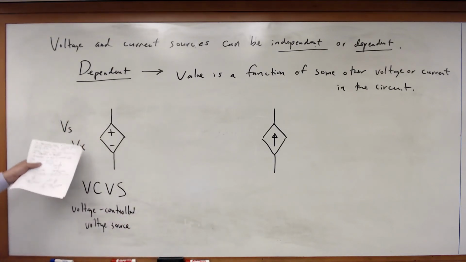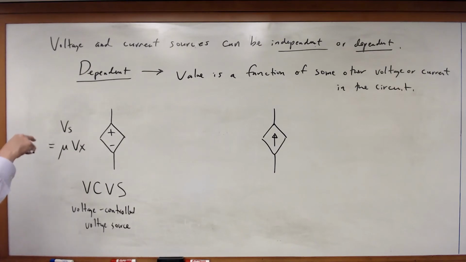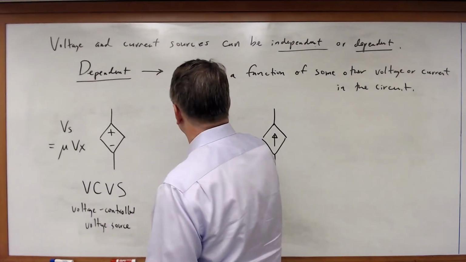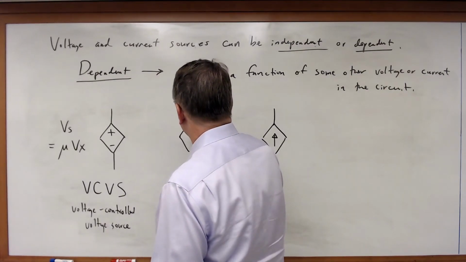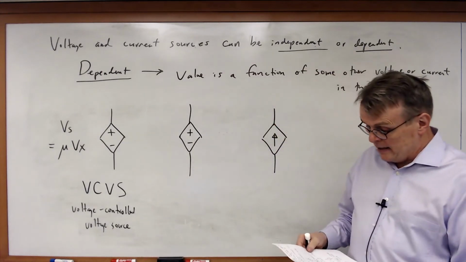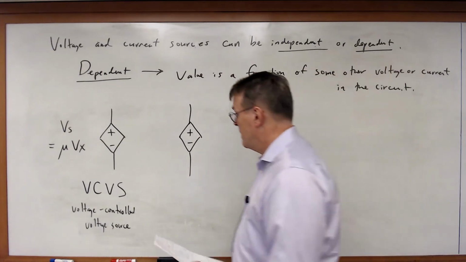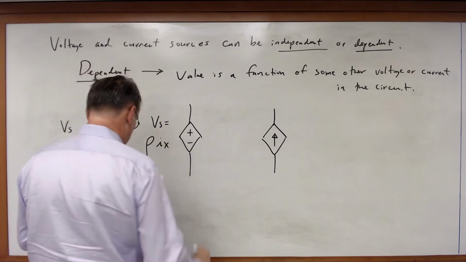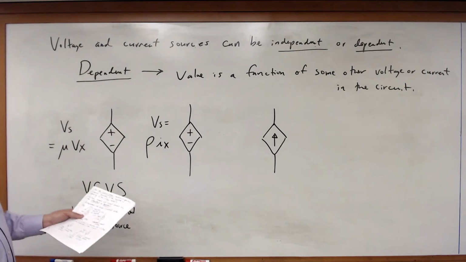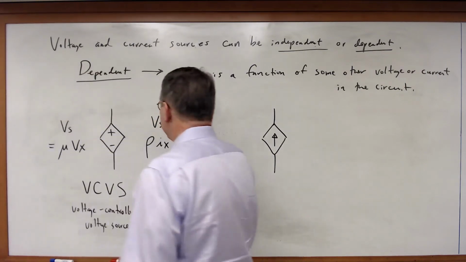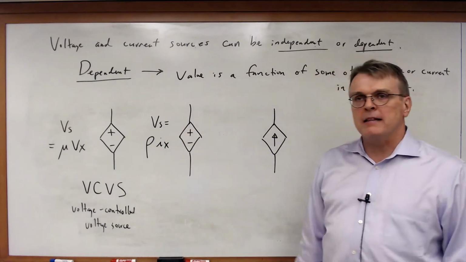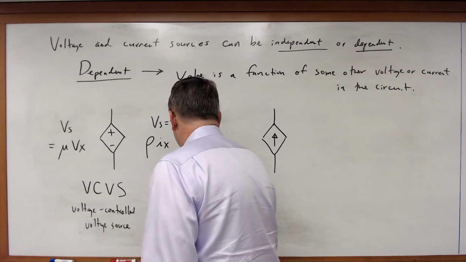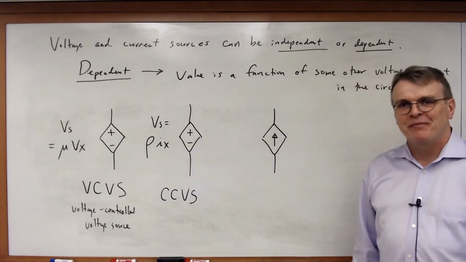Well, if you think about it, there's no reason why that voltage has to necessarily be defined by voltage. I can also define it in terms of a current. So in this case, I can define a different dependent source and say that Vs is equal to rho times Ix. So I've got some current Ix that is defining that voltage. I say this is a current-controlled voltage source, CCVS.